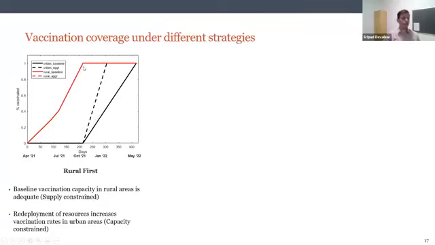Because once rural populations have been vaccinated, you could move those resources to urban areas and leverage all of the vaccine supply that's available and use it at a faster rate and finish vaccinating the urban population sometime around late January 2022. In that sense, allowing for redeployment of resources helps speed up the vaccination of urban population considerably, even under a rural first strategy.